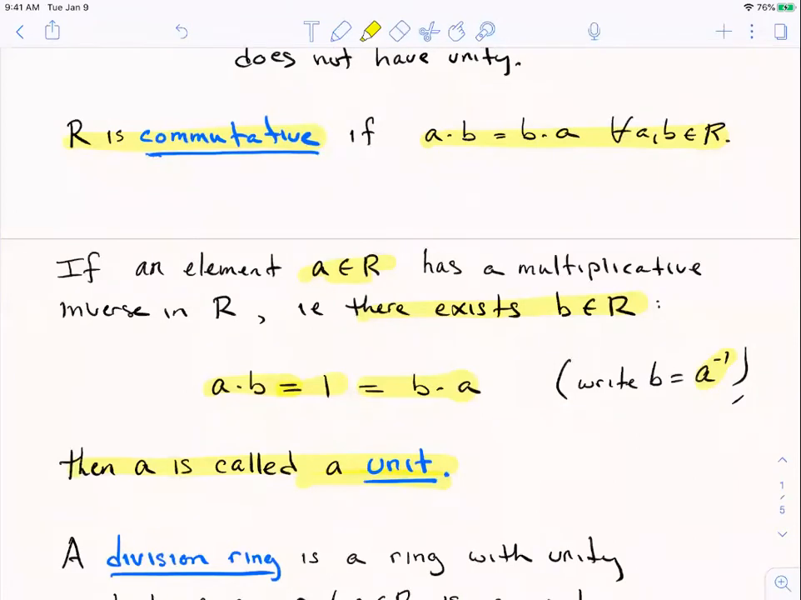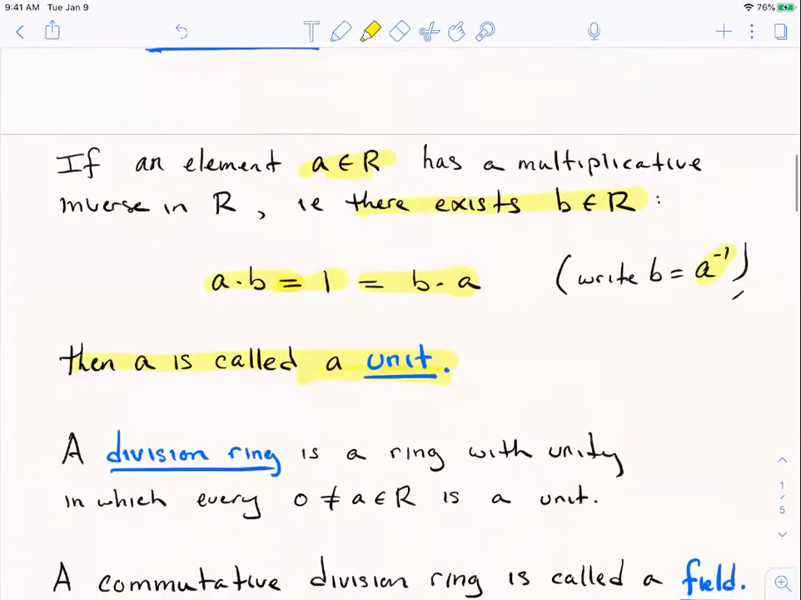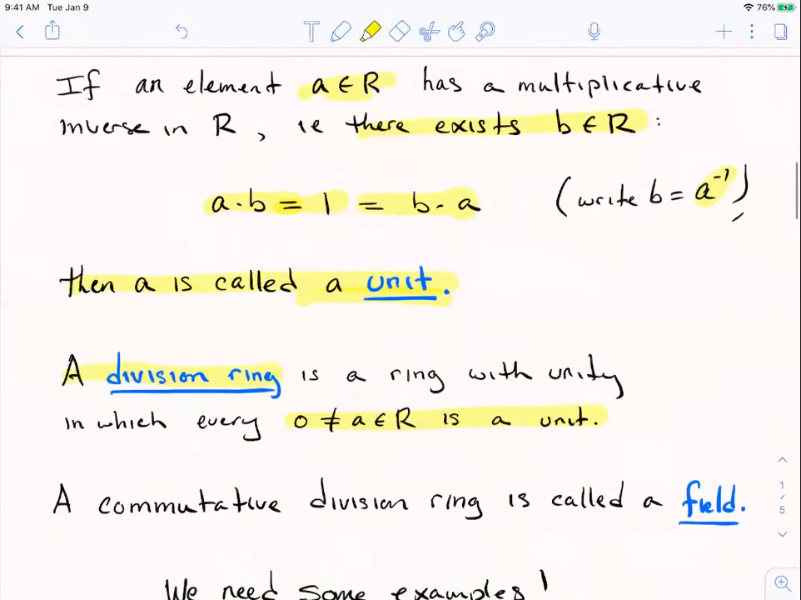All right, a little bit more vocabulary. A division ring is a ring with unity where every non-zero element is a unit. So everything except the 0 element has a multiplicative inverse. The 0 element never will. And a commutative division ring is called a field.